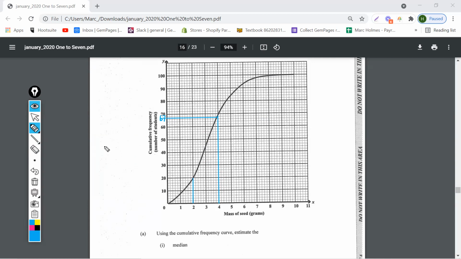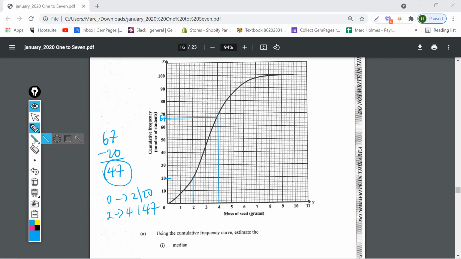So we need to find the value. It is 67 minus 20, which is 47, right? That's the number of students. From 0 to 2, it's 20 students, and from 2 to 4, it's 47 students. Here is 67 and here is 20, but I need to subtract to get between 2 and 4. Make sense? So that's why I get the 47.